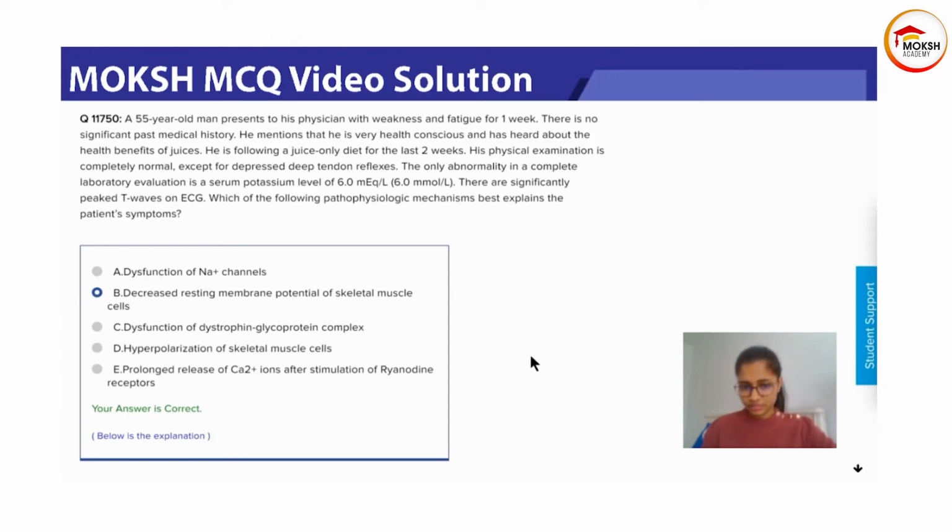And the prolonged release of calcium ions after stimulation of ryanodine receptor. Diagnosis for that one? Prolonged release of calcium ions. Have you heard of malignant hyperthermia? Secondary to, yeah, that's secondary to anesthetic use. That's what causes the prolonged release of calcium ions.